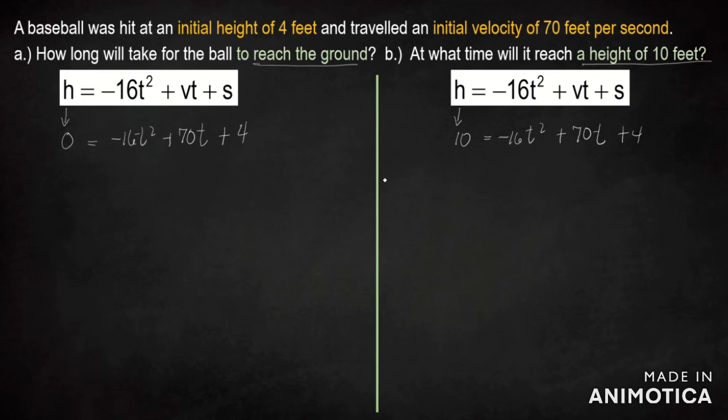If you're going to visualize the problem, it looks like this. This is where the baseball's initial height is 4 feet. Once it's released, it looks like this. This is the time where the ball reaches the ground. Height here is 0, but at what time? That is the question.